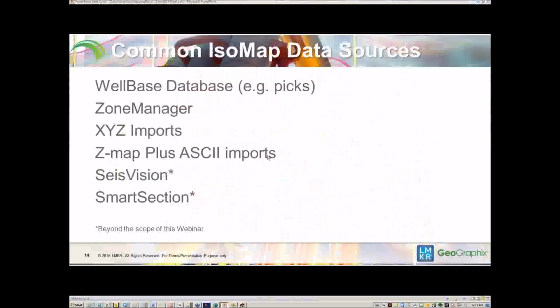So to summarize, there are several common ISOMAP data sources. We went straight to the WellBase database. In this case, we contoured PICs. I could have also contoured production or EURs. I went to Zone Manager. Zone Manager has the ability to create all sorts of numeric data. It can store a huge variety of types, porosities, net thicknesses. They'd all be available for contouring. The other 2 modules that commonly feed ISOMAP data are SeisVision and Xsection. And then we also imported an XYZ file as well as a ZMAP Plus ASCII format.